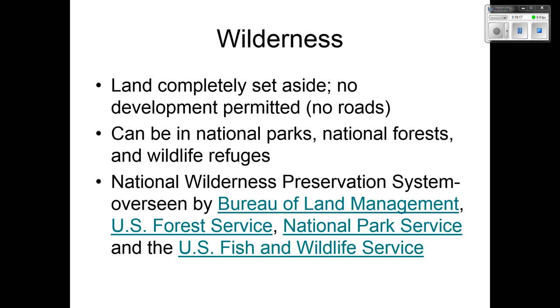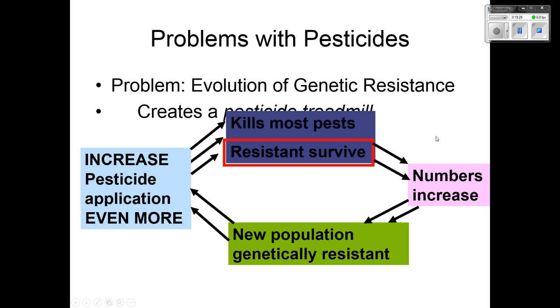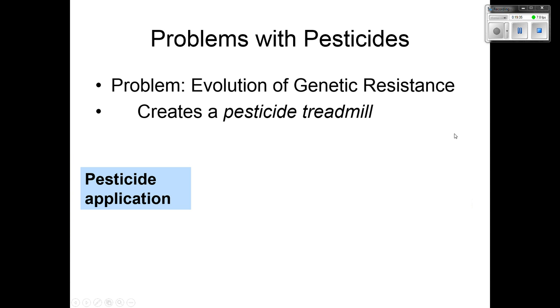Pesticide treadmill. I know I'm going out of order and I apologize. All right, so here's our pesticide treadmill. We just talked about this. This is something that happens. It's created because of pesticide use, and it's due to evolution of genetic resistance. It's really a term to indicate a situation where farmers need to use more and more of a pesticide because of resistance. And so it's known as the pesticide treadmill.